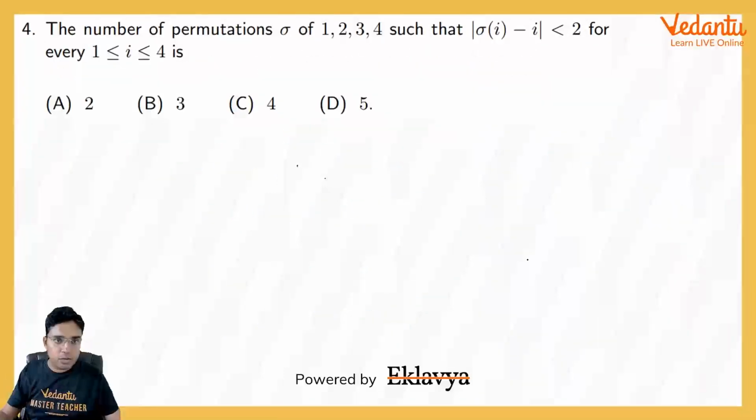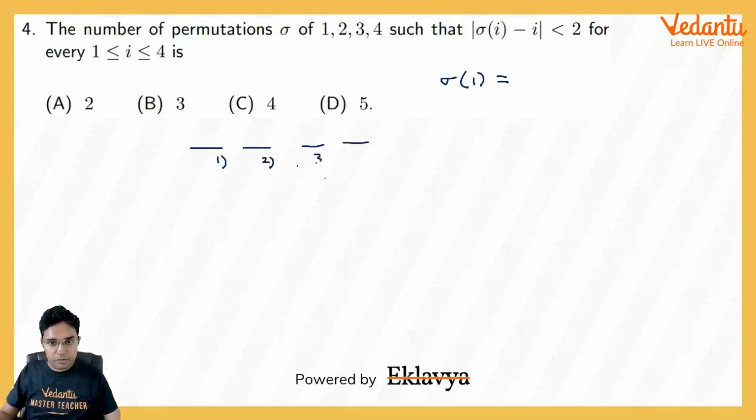Coming to the next question, which says number of permutations sigma of 1, 2, 3, 4 such that |sigma(i) minus i| is less than 2. First of all, please understand what is the meaning of sigma(i) here. I have to permute 1, 2, 3, 4. Now, suppose 1, 2, 3, 4 were initially at these places, 1, 2, 3, 4. Now, my sigma 1 can go at any place, maybe here.